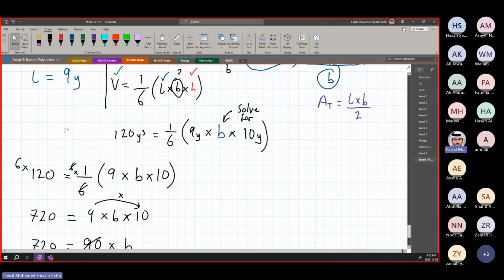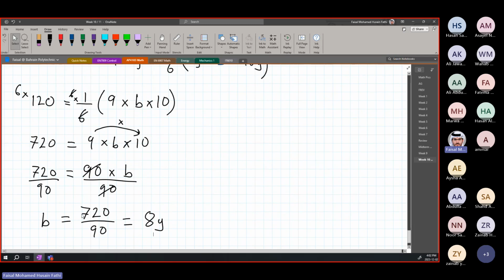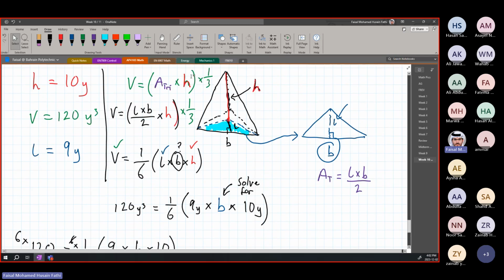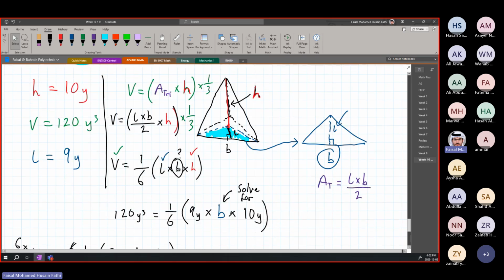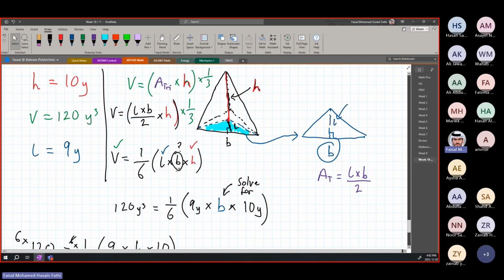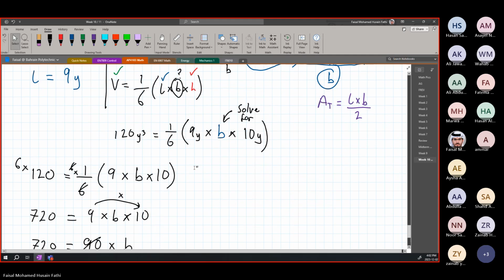Determine its base. Did you understand? This part is basically just algebra. The main concept is understanding how to find the volume, how to put everything into the equation and plug it in, so you can find the final base.